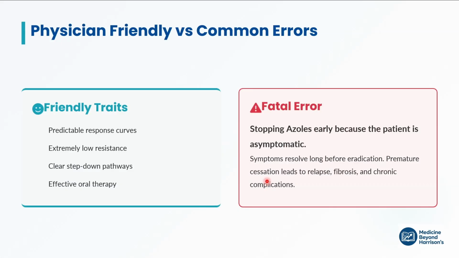The common friendly traits and the errors that we face: the friendly traits are that these organisms have predictable response curves, extremely low resistance, and clear step-down pathways are available with effective oral therapy. All these are friendly traits. But the fatal error that you can make is stopping azoles early because the patient is asymptomatic. That is the most important thing that you need to understand.